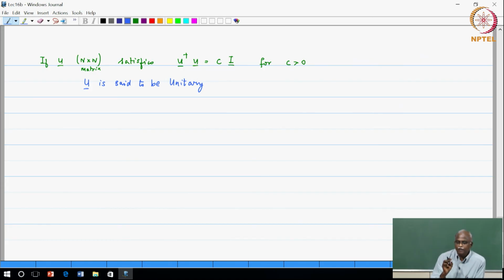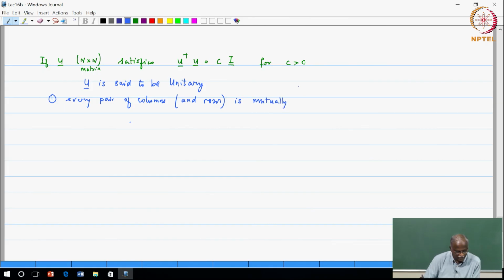I will just mention the one that is most important to us, the property that is visible right from the basic equation: every pair of columns or pairs of rows are mutually orthogonal. This is a powerful result, mutually orthogonal.